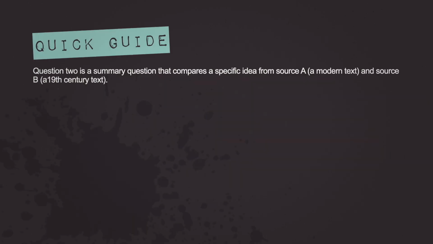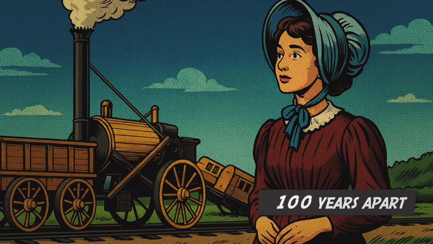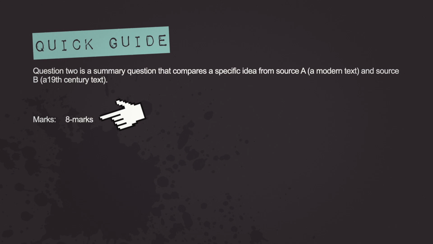Okay, time for the short guide. Question 2 is a straightforward task. Spot the difference between the two things across 2 time periods, one from the 1900s and one from the 1800s. It's worth 8 marks, so it shouldn't take forever, around 15 to 17 minutes. Technically, 12 minutes should actually do the trick, which is around 1.5 minutes per mark.